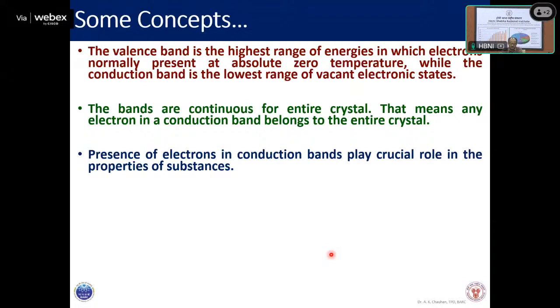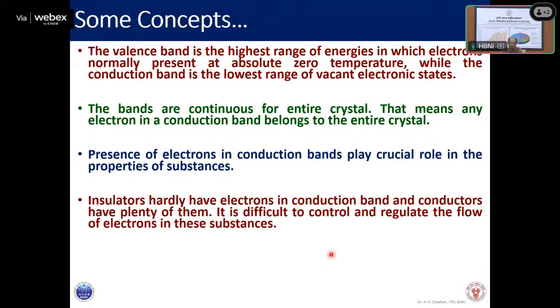The presence of electrons in the conduction band plays a crucial role in the properties of substances. Insulators hardly have electrons in the conduction band, and conductors have plenty of them. So it is difficult to control and regulate the flow of electrons in these substances. Now we want to emphasize the importance of semiconductors. In insulators, there are practically no electrons or very, very few electrons inside the conduction band, so their electrical conductivity is very poor.